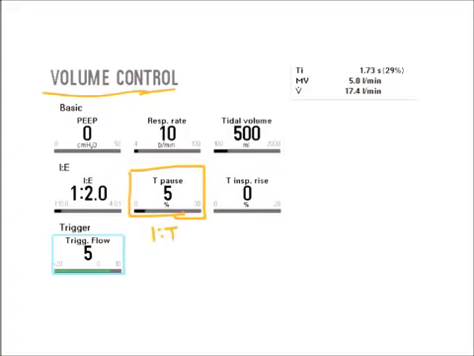time. So if I look at what my set inspiratory time is going to be, based on my IE ratio and my respiratory rate, it's only going to be 1.73 seconds for inspiratory time. So a 5% pause into that is going to be a very little pause time. So I would want to lengthen that out, I would want to increase the pause to 10% to 20%.